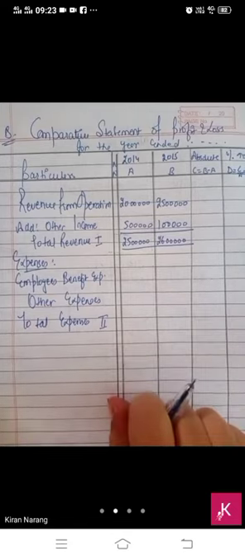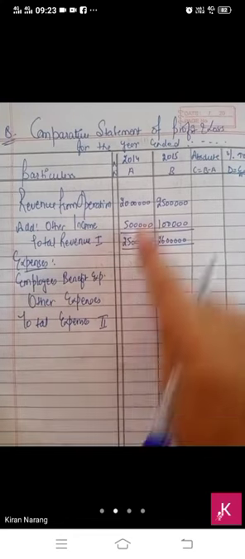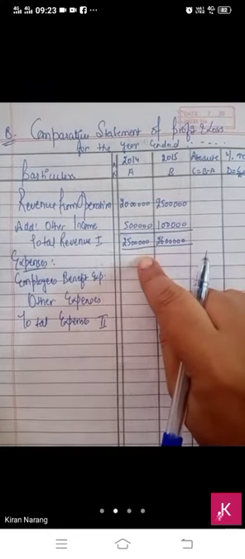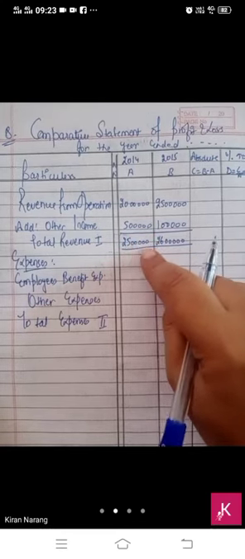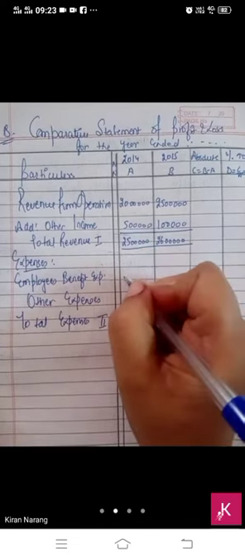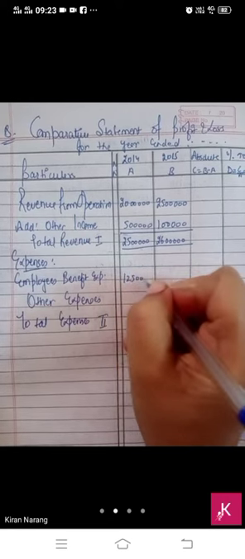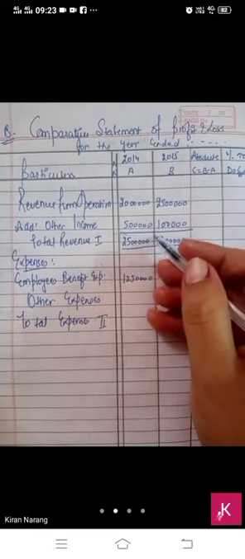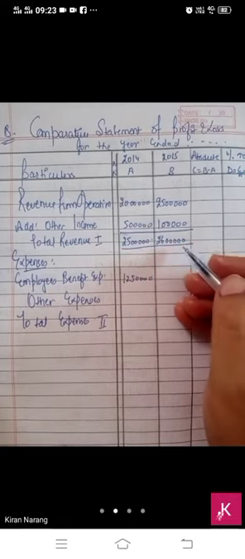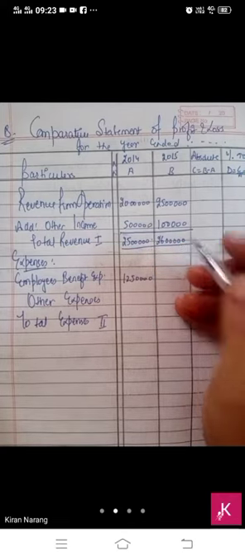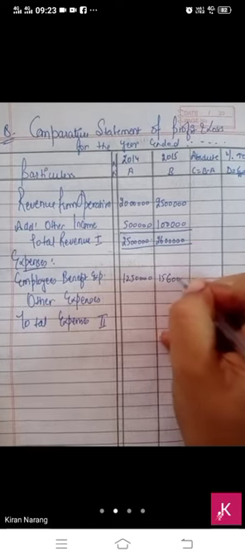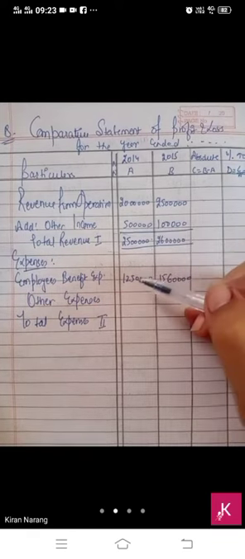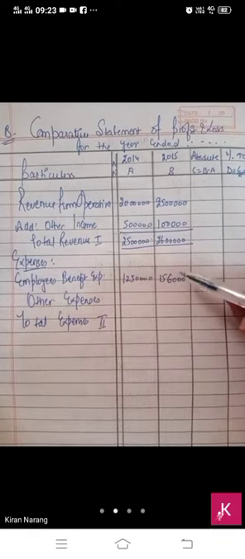Now what is given? In 2014, 50% of total revenue. They said 50% of this total revenue. First we have calculated total revenue, now we will do 50% of it. 25 lakh, half will be 12 lakh 50,000. Another year, 60% of total revenue. 60% of 26 lakhs will be 15 lakh 60,000. First year 50% of total revenue, second year 60% of total revenue.